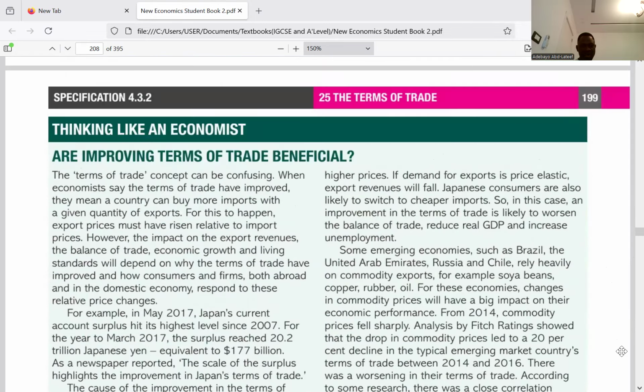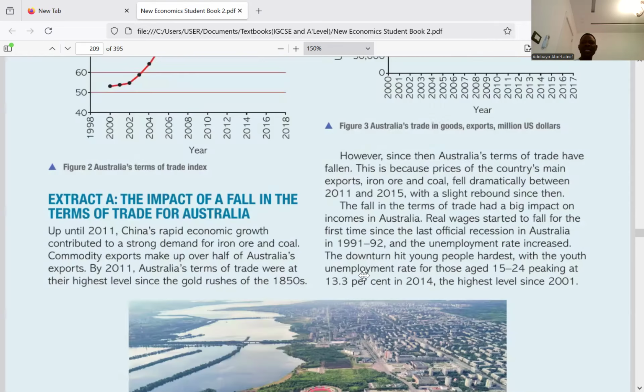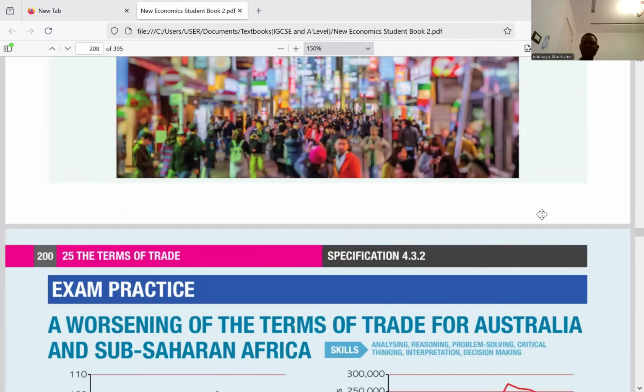Great. So we have the activity to do, the exam practice. So that ends chapter 25, which is the terms of trade.